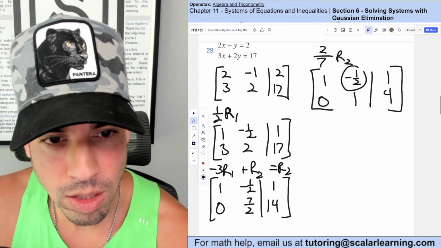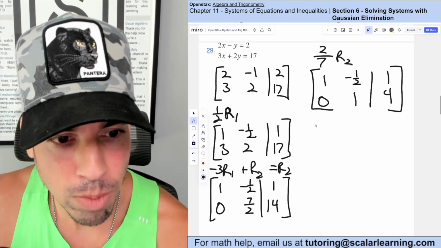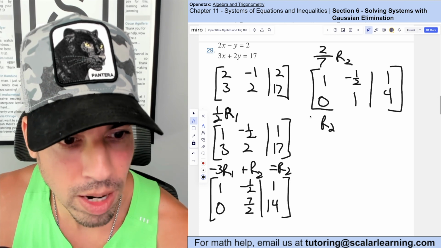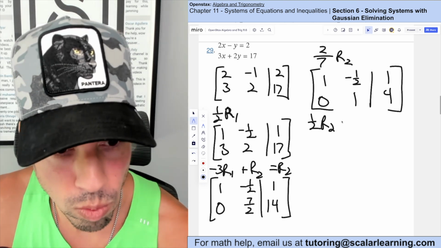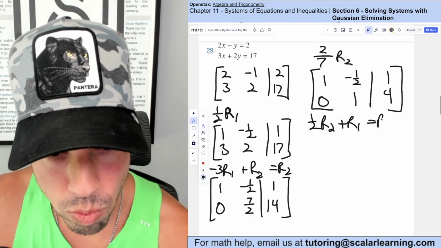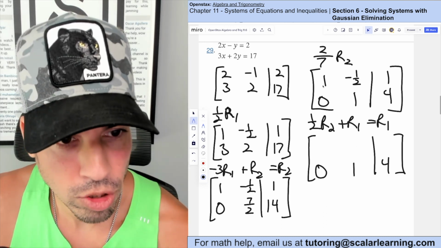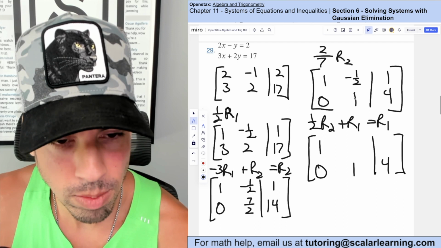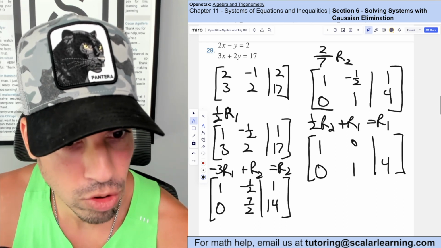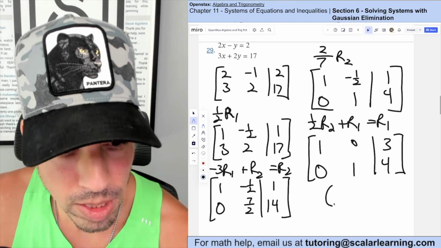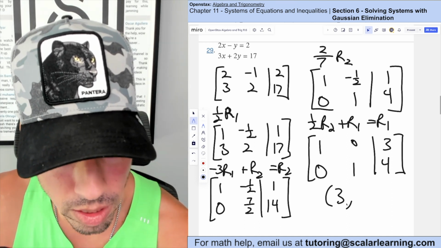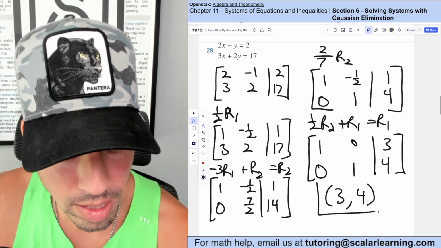Last but not least, we need to get rid of this. I'm going to do that by multiplying row 2 by 1/2, turning that into 1/2, and then adding it to row 1 to get our new row 1. Okay, let's write it out. 1/2 times 0 is 0, plus 1 is 1. 1/2 times 1 is 1, plus negative 1/2 is 0. 1/2 times 4 is 2, plus 1 is 3. There we go. My solutions are x equals 3, y equals 4. That's how you do it.